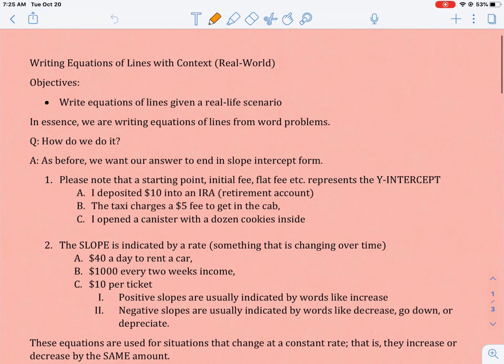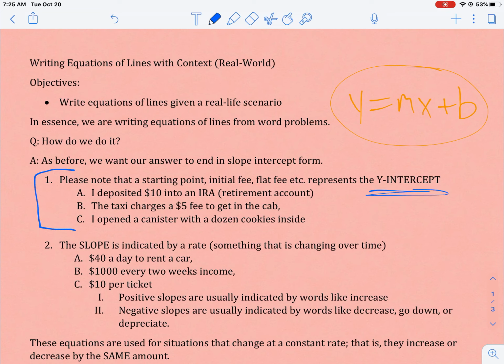So remember, they're going to be in the form y equals mx plus b, okay? And that's what your answer will be in that form. Now, the way the problems go, they're going to give you some information, okay? Anything that sounds like it's a starting point would be your y-intercept.